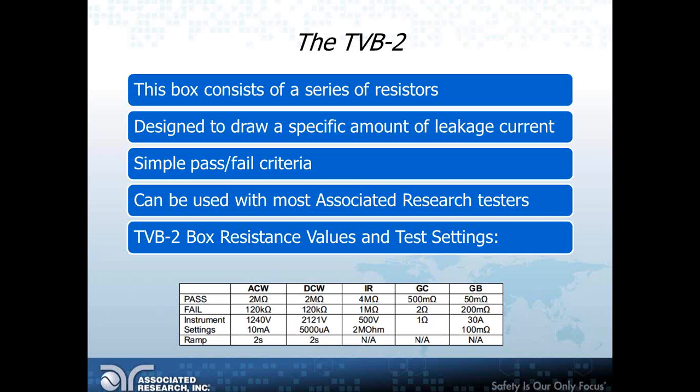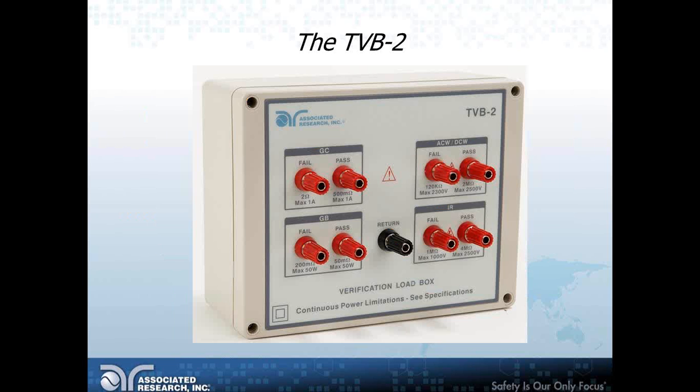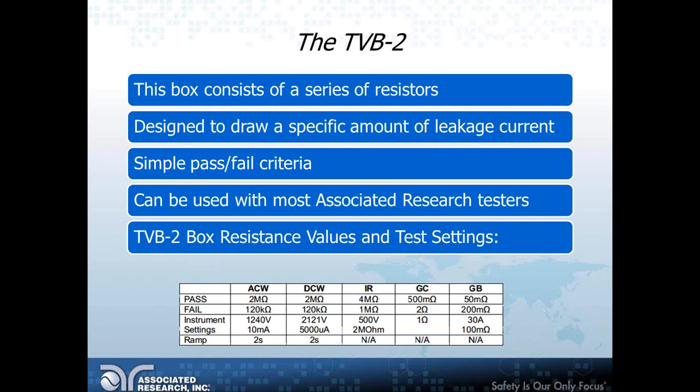Again, each test type verification on this box contains, as you can see, 2 posts, one for pass and one for fail. This is achieved by connecting separate resistance values from each post back to the return post on the box. We're going to get into that as we move on in this webinar.